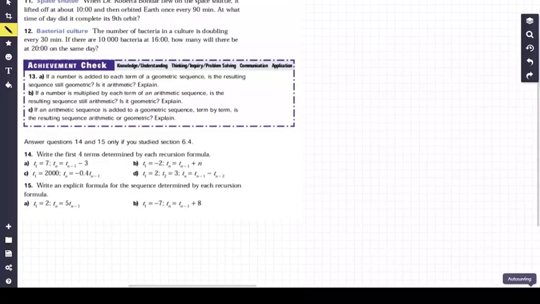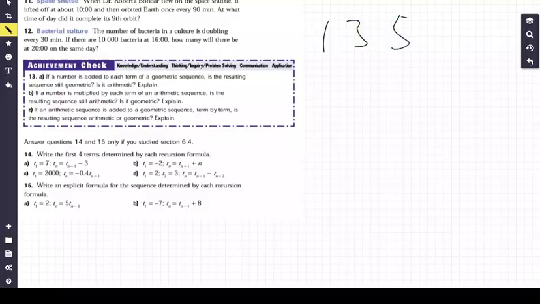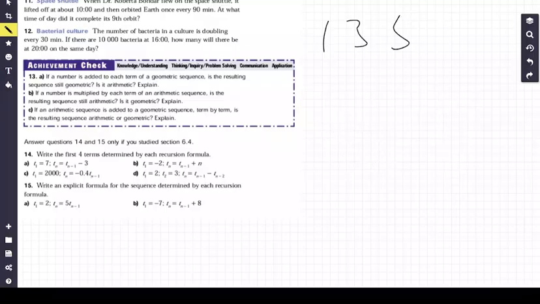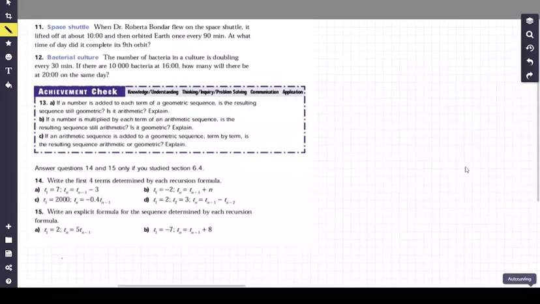If a number is multiplied by each term of an arithmetic sequence, is the resulting sequence still arithmetic or is it geometric? So let's go ahead and give us an example. Now let's say I multiplied every number by 2. You look at it, okay, it still remains its arithmetic properties. All of the differences are 4, 4, 4, 4, right? It's still arithmetic. And if it's arithmetic, it can't be geometric because you can't be both. You can be either one of them.